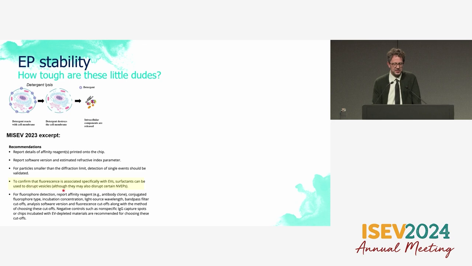In the recent MISEV, there's even a statement that to confirm that fluorescence is associated specifically with EVs, surfactants can be used to disrupt vesicles. They actually acknowledge that they may also disrupt certain NVEPs.